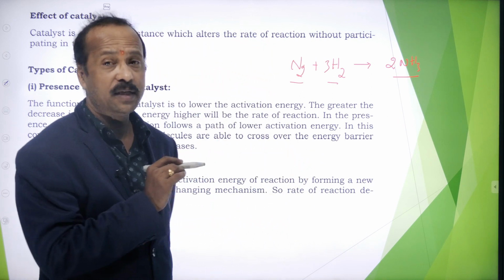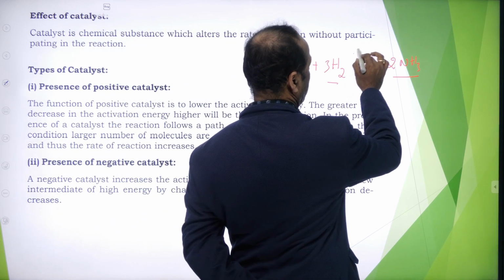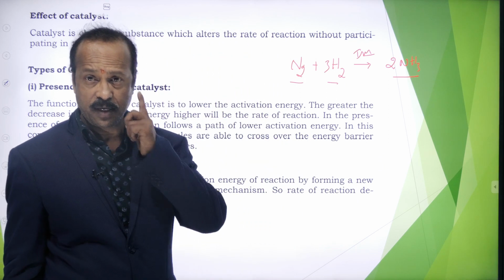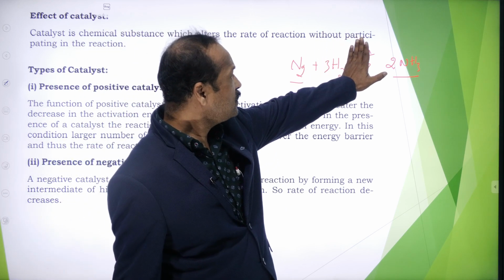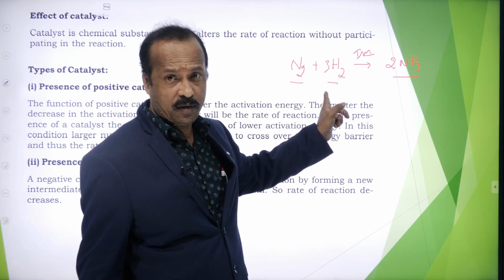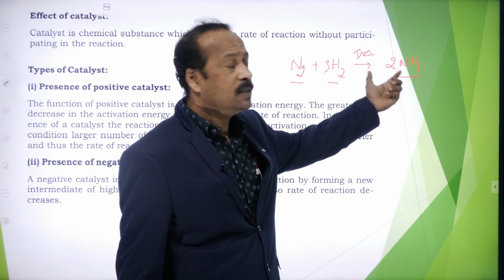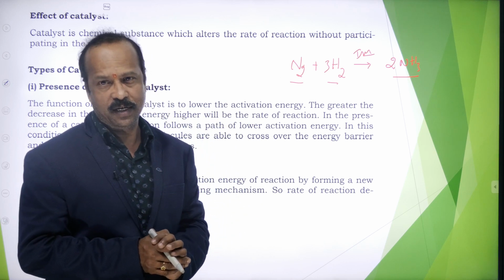But when ammonia is industrially manufactured, finely divided iron is used as a catalyst. This we will discuss in later classes. Here we are adding iron. Can you see the iron in the reactants or products? No. We are just adding it to promote the rate of reaction, to speed up the reaction.